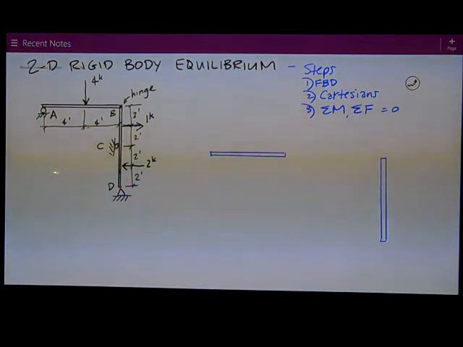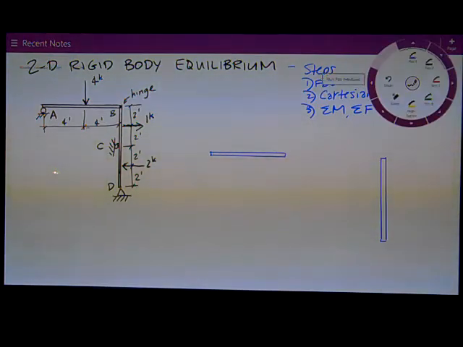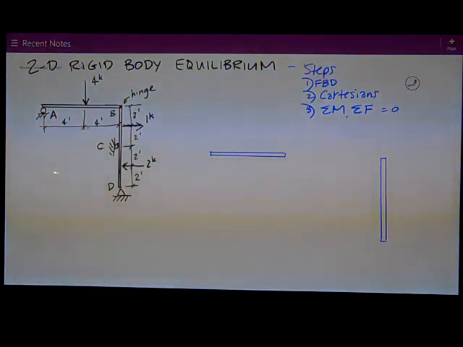I've got another 2D rigid body equilibrium problem for you, this one with a hinge in it. And I want to remind you that whenever you see those words, 2D rigid body equilibrium, you think of the three steps, which I've drawn here in blue. They are to do a free body diagram, get everything in Cartesian form, and then do sum of moments and sum of forces to solve those for the unknowns.